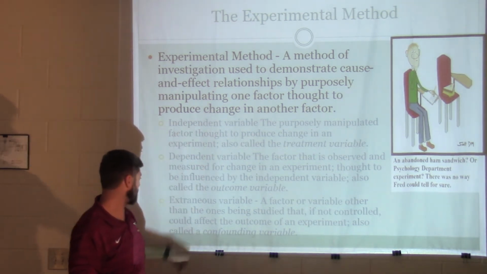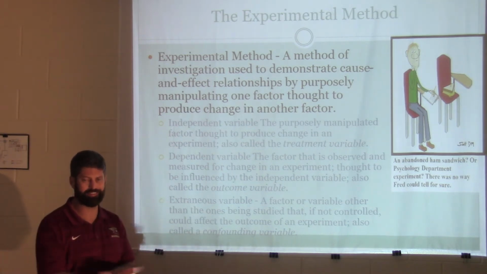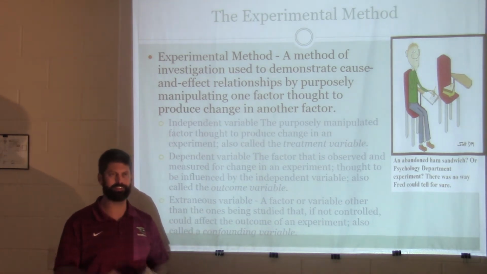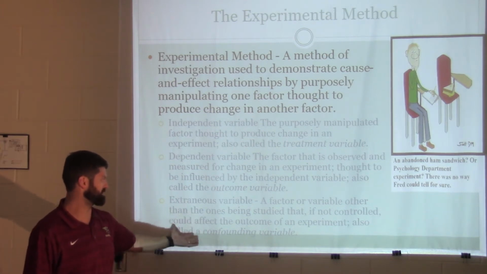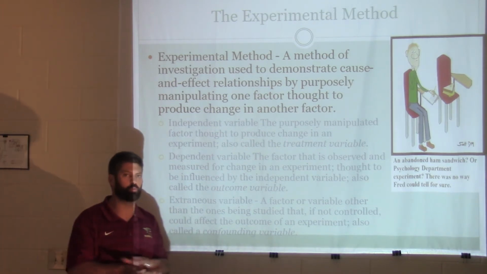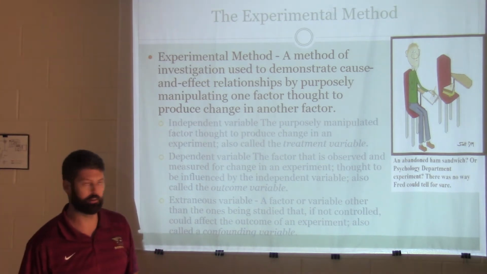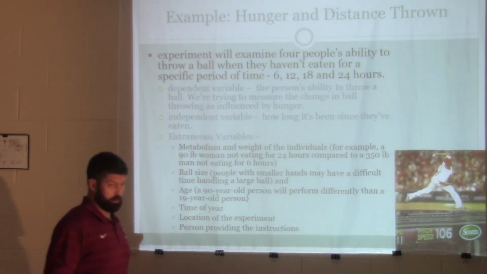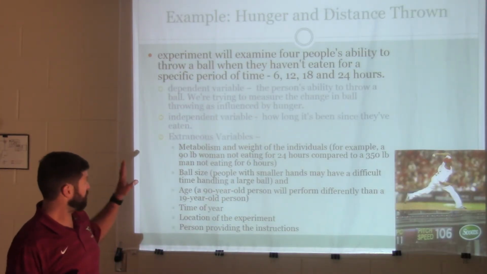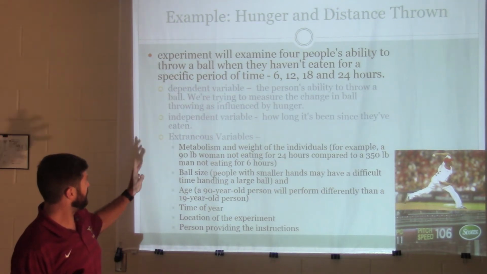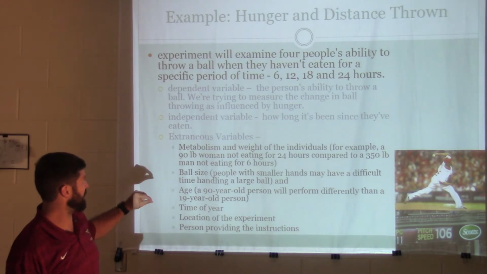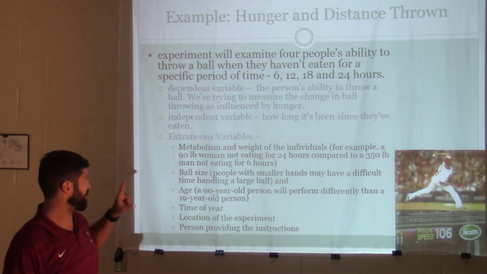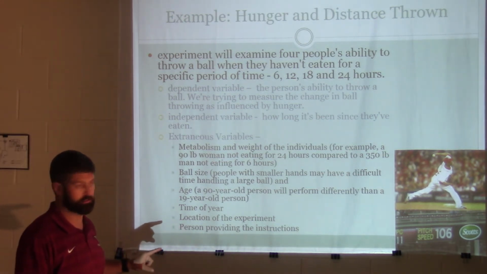Independent, dependent. Extraneous variable, anything you didn't think of. A factor or variable other than the ones being studied that if not controlled will ruin your experiment. Let's look at an example. So, the experiment will examine 4 people's ability to throw a ball when they haven't eaten for a specific period of time. 6, 12, 18, and 24 hours.